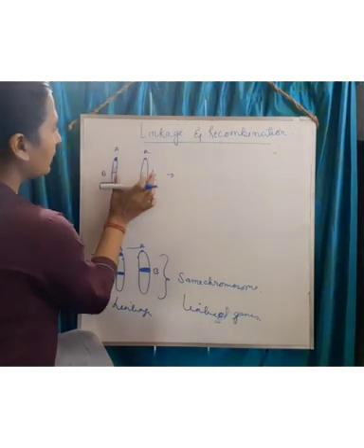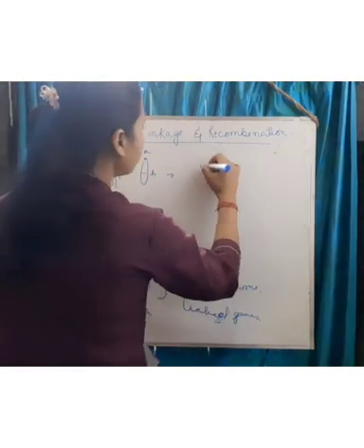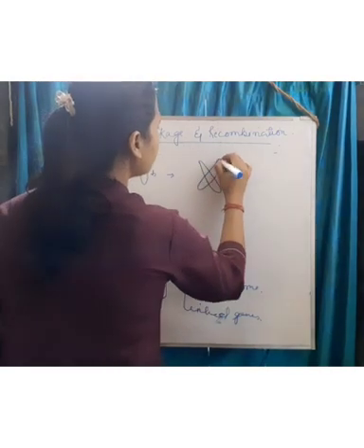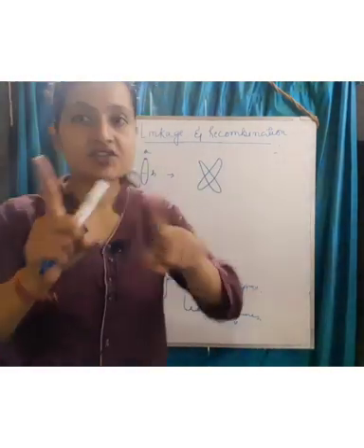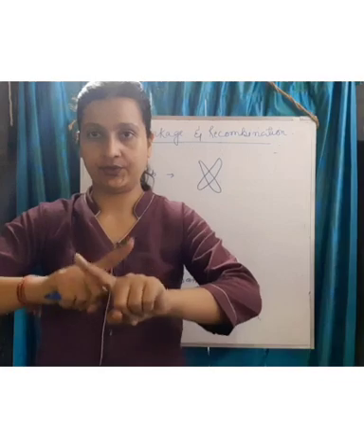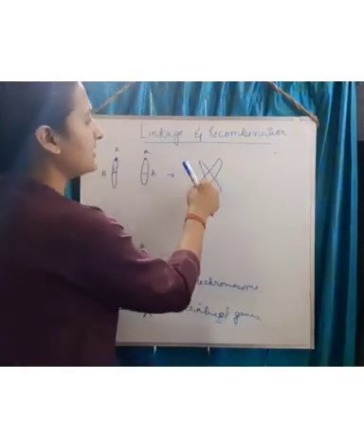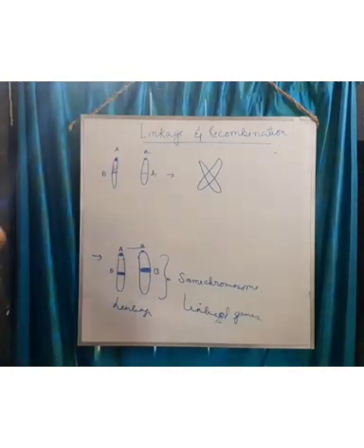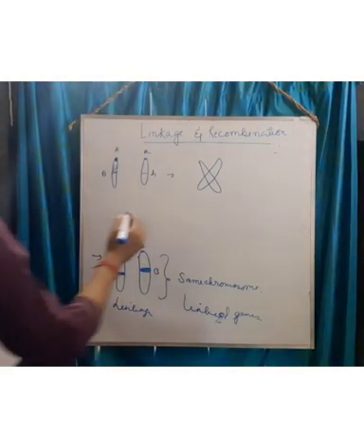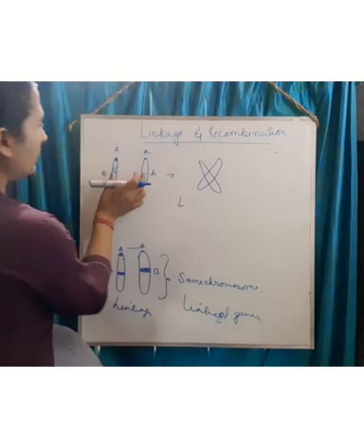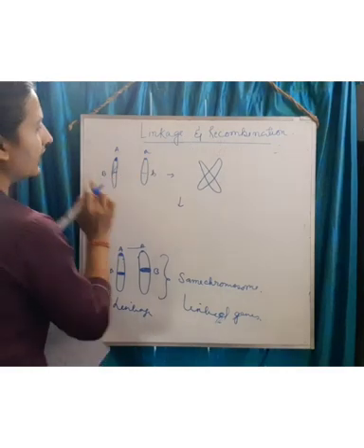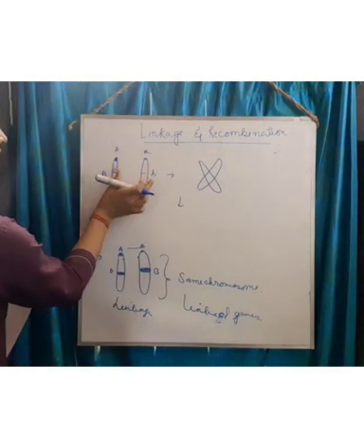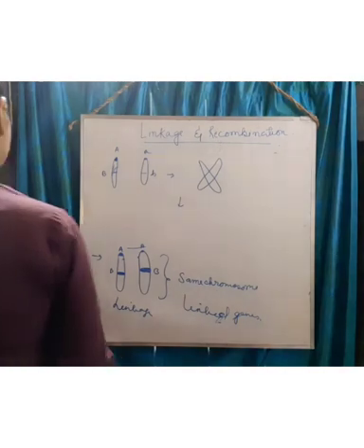See, here what happened? They just cross over. What happens in them? The chromosomes just cross over one over another. In crossover, you can see that the sign makes a cross, right? So, because of this, what happens? You can see that these two are just crossed over.